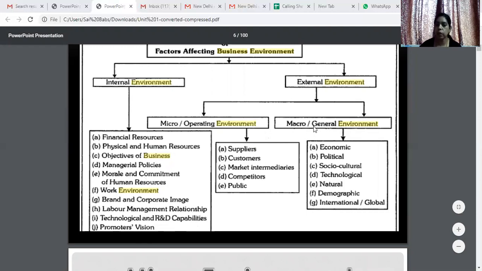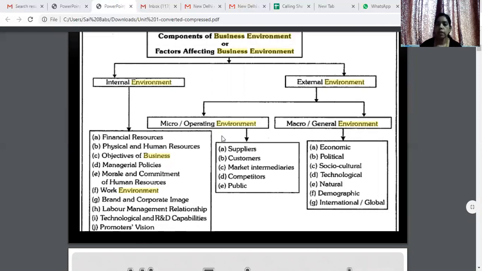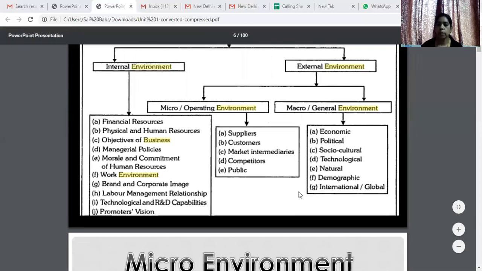These are the internal environment, and external environment we divide into two parts, micro and macro environment. Micro environment is the operating environment. Means business firm, they generally deal with all these categories like suppliers, raw material suppliers, customers, market intermediaries, competitors, and the public. Macro environment is a general environment like the economic environment, political environment, social and cultural environment, technological environment, natural environment, demographic environment, international and global environment. Now we'll discuss all these points in detail.